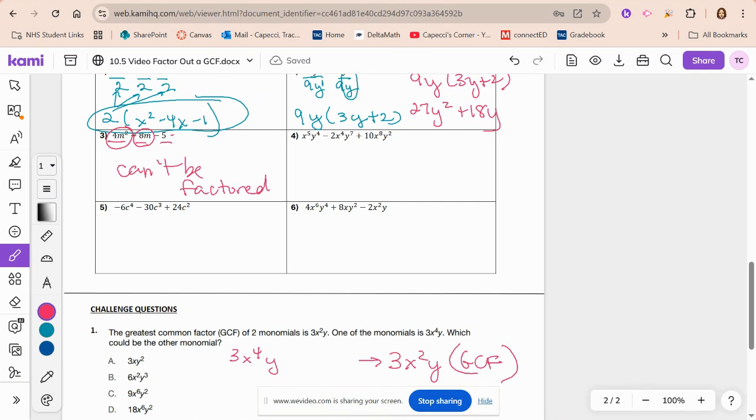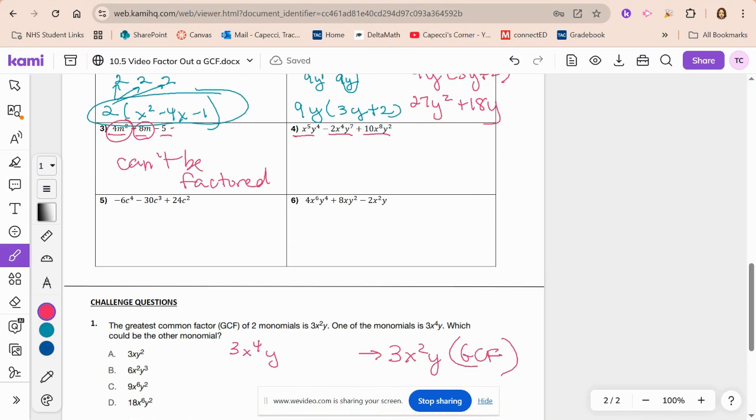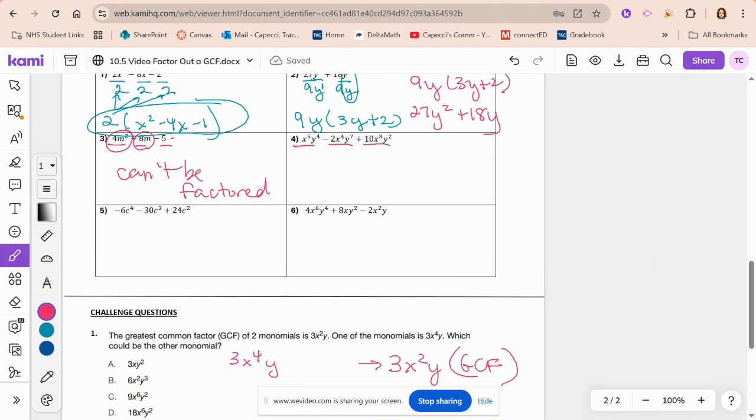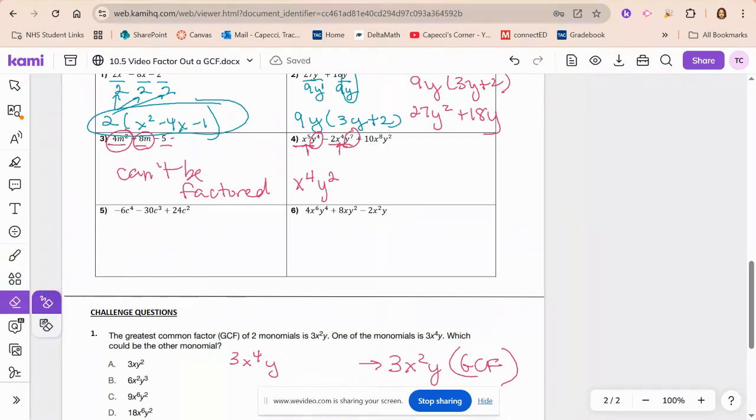Okay, moving on. Let's take a look at the next one. I look at the numbers. I have a 1 here, a 2, and a 10. The 1's not really going to help me, so I can't take any numbers there, but let's look at my variables. When I look at my x's, I have x to the 5th, x to the 4th, and x to the 8th. So my lowest power is x to the 4th. I'll do the same thing with my y's. I have y to the 4th, y to the 7th, and y to the 2nd. So y to the 2nd is going to be my lowest power.